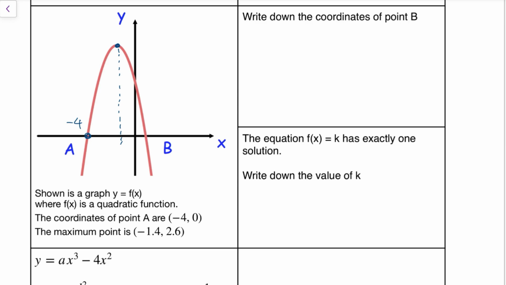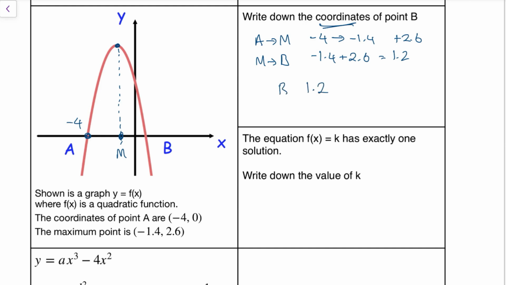So in other words, the distance to get from, let's call this point M because it's in the middle. The difference to get from A to M is, well, M is minus 1.4, and from minus 4 to minus 1.4 means I add 2.6. So I'm going to add 2.6 to get from M to B. So M is minus 1.4 plus 2.6, which is going to give me 1.2. What does the question want? Write down the coordinates. So it needs to be a coordinate. So therefore my answer to B is equal to (1.2, 0). Good question that. I like the way that question's worded.